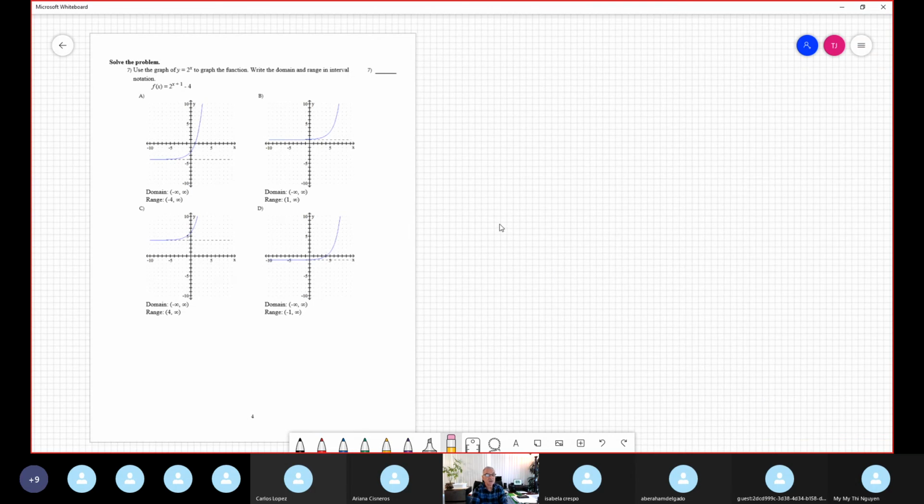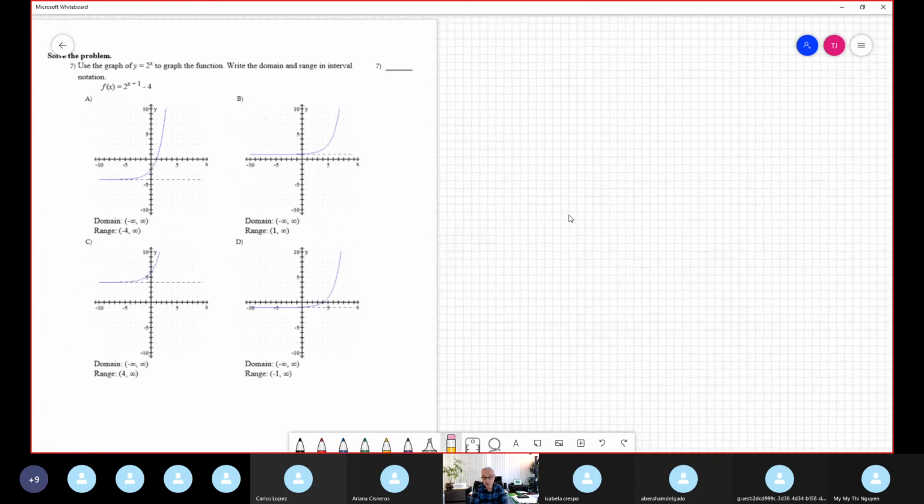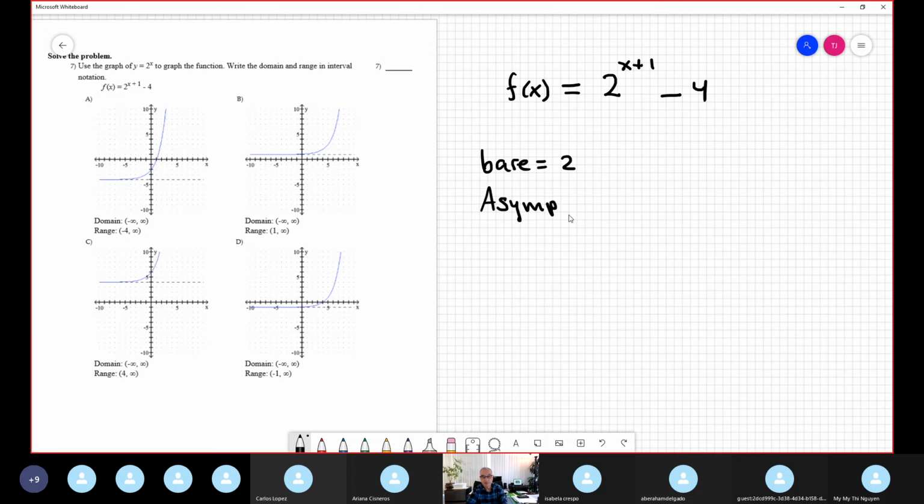Okay, in this case, using the graph, this is a transformation. So my function is 2 to the x plus 1, minus 4. Now the base is 2. Therefore, we expect exponential growth. Everything is exponential growth. Exponential goes up, up, up, up. But negative 4 represents the horizontal asymptote.